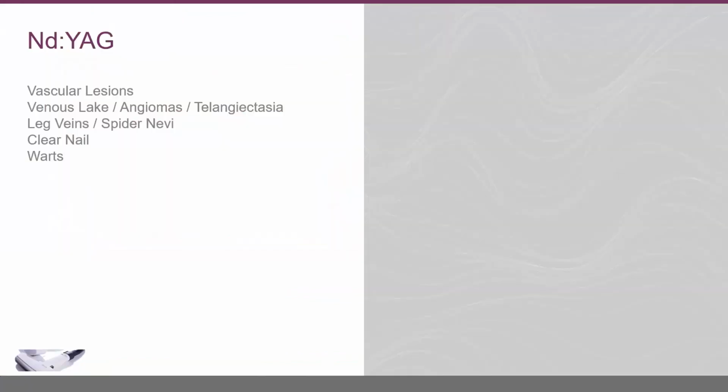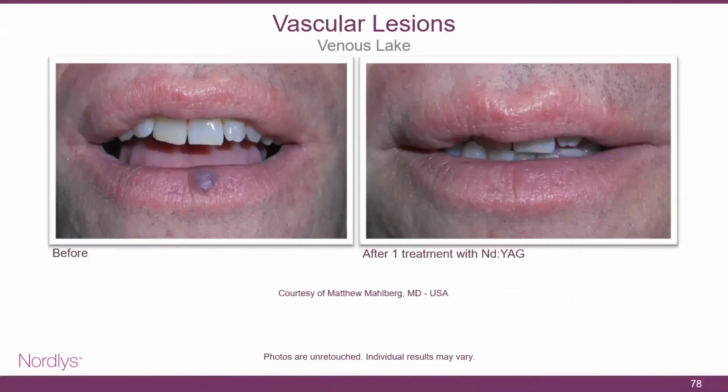So the last section is we're just going to look at some before and after pictures with our Nd:YAG. Here we have a larger venous lake that we're treating. You saw a venous lake previously with the IPL handpiece. It was much shallower. This one is much deeper, it's bigger. Hence the reason for using the YAG rather than the 530 handpiece.